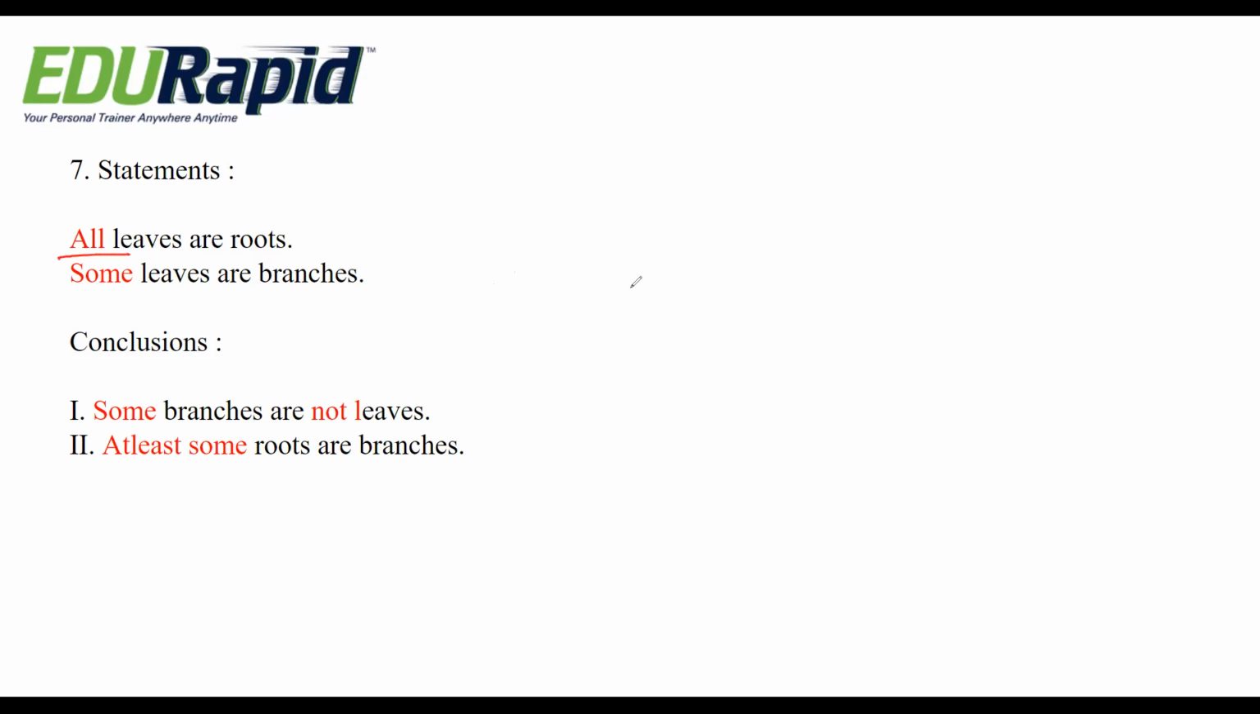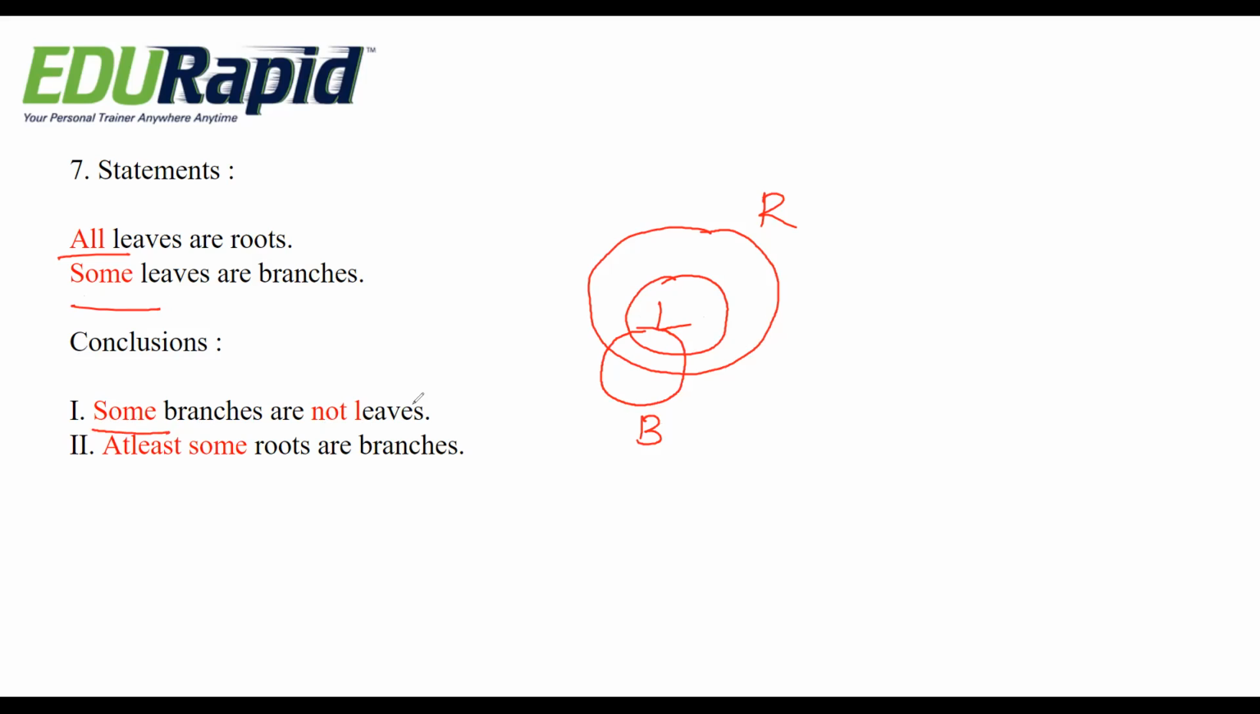All leaves are roots. All leaves are roots. Some leaves are branches. Some leaves are branches. Conclusion: some branches are not leaves.